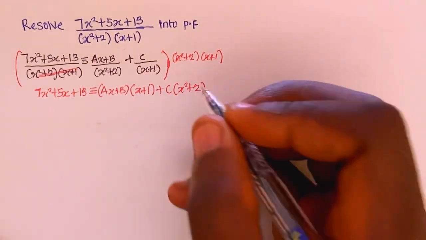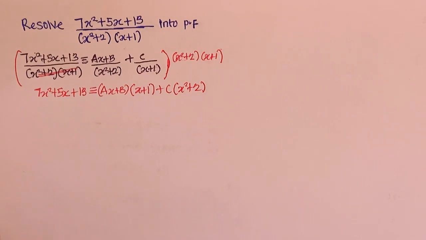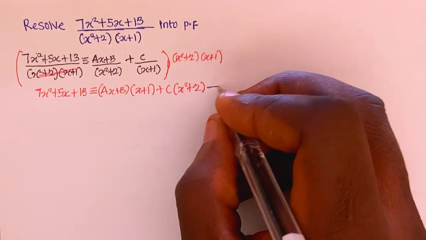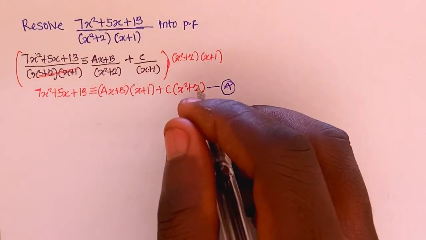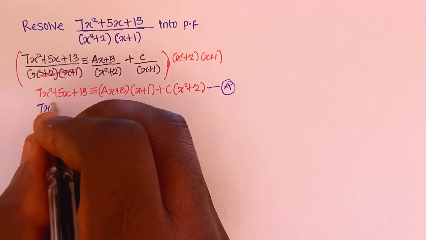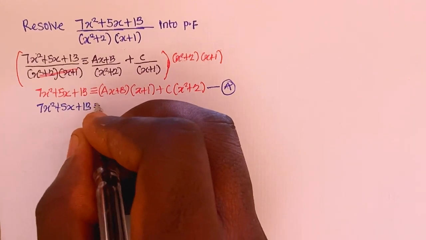If you look at this question very well, I'm having just one linear factor. That means I will use both the trial and error method, which is the assume method, and also the comparing coefficient method. So now, let me just call this expression A. Then I'll open this bracket so that I can have another expression. So 7x squared plus 5x plus 13 is equivalent to this one.